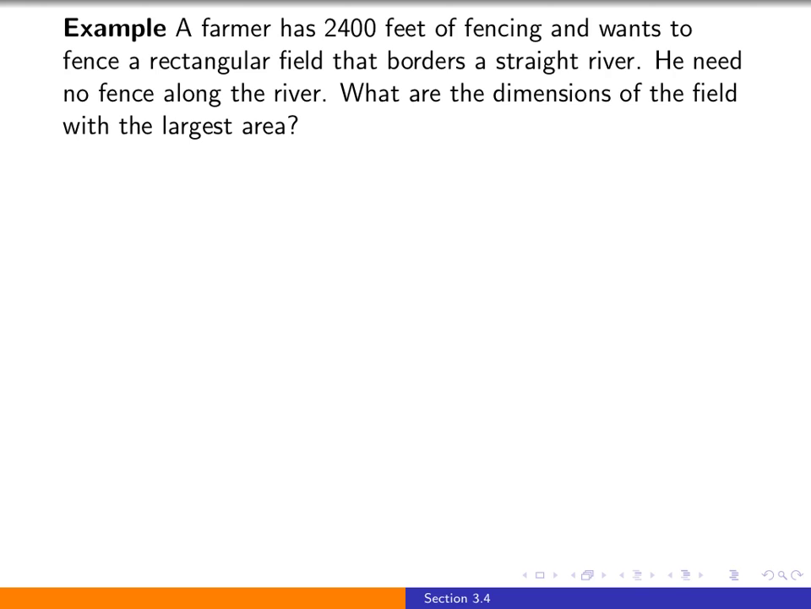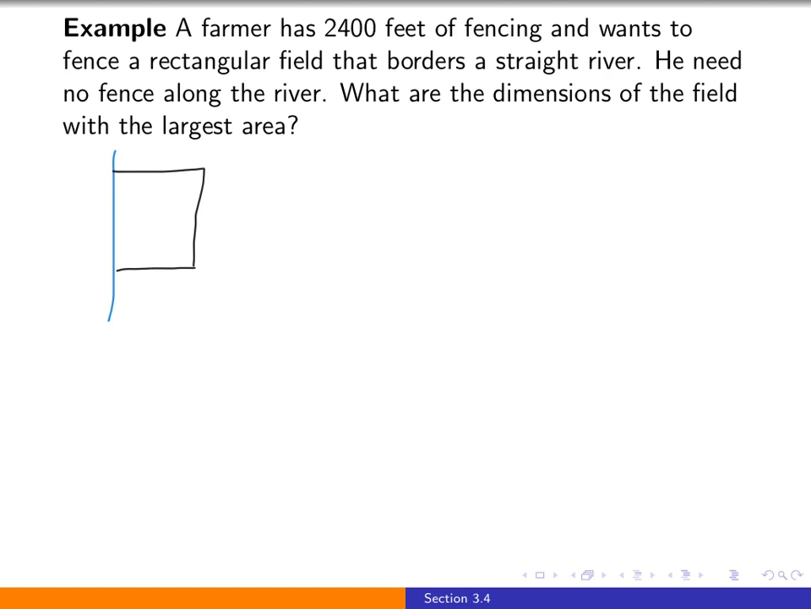typical example. A farmer has 2,400 feet of fencing and wants to fence a rectangular field that borders a straight river. So he needs no fence along the river. And what we want to answer is a question, what are the dimensions with the largest enclosed area? So the first thing to do is to read the question carefully and then somehow encode that relevant information into a picture.